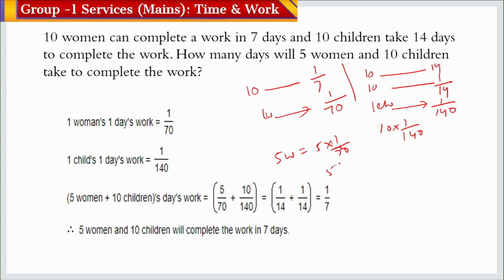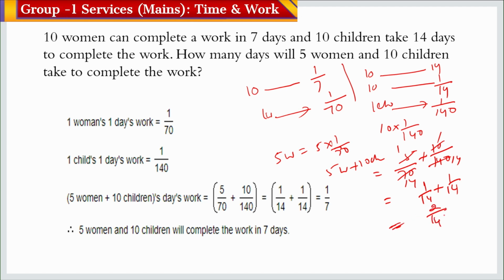Can do the work means 5 women plus 10 children. In 1 day, work is 5 by 70 plus 10 by 140. 5 ones are 5, 14s, 10 ones are 10, 14s. How much is 1 by 14 plus 1 by 14? Correct? It is 2 by 14, that is 1 by 7. So, 5 women plus 10 children can do in 1 day work of 1 by 7. So, 5 women plus 10 children can do the work in 7 days. Okay. So, this is very important.